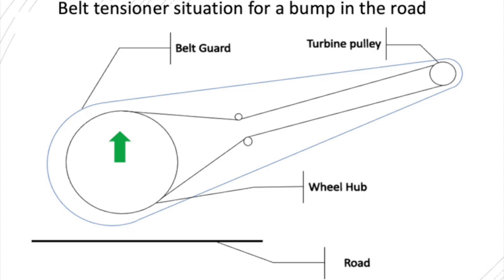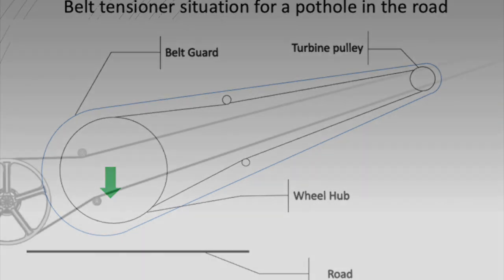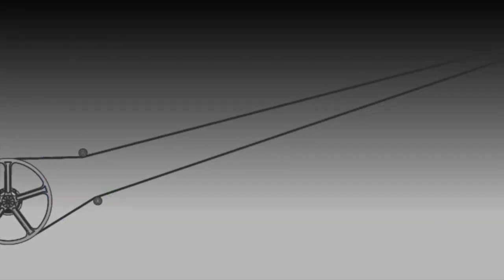The distance between the turbine and the wheel gear is reduced. And an additional diagram of the drive belt system with its tensioners when the trailer is driven over a pothole in the road. The distance between the turbine and the wheel gear is increased. This picture shows the belt path when mounted to the turbine. It includes the wheel gear with tensioner wheels to keep the belt taut.